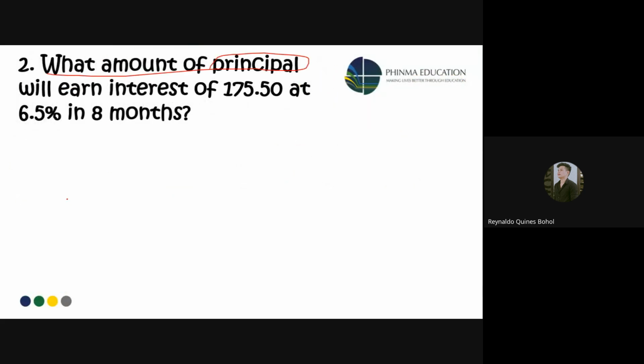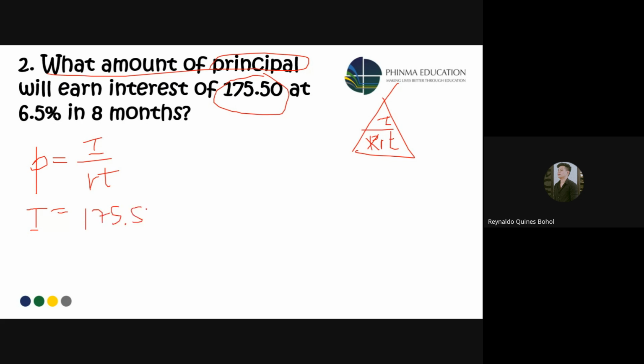Next is number 2. We're looking for the value of the principal here. The formula of the principal is I all over RT, using the triangle. This is PRT. Just cover P, then the answer will be I all over RT. Since I is given, the I here is 175.50. As you can see, we have 6.5%, so the rate here is 6.5%. Then 6.5% divided by 100 is 0.065.